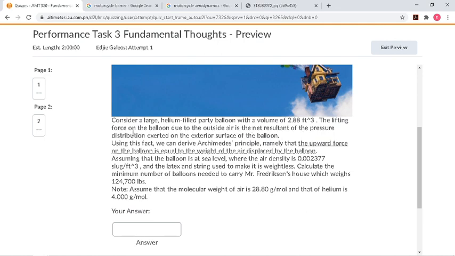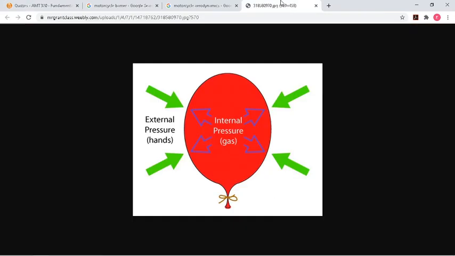So the lifting force on the balloon due to the outside air is the net resultant of the pressure distribution exerted on the exterior surface of the balloon. Okay, so using this fact, we can derive Archimedes' principle, namely that the upward force on the balloon is equal to the weight of the air displaced by the balloon. So what does it mean by that?